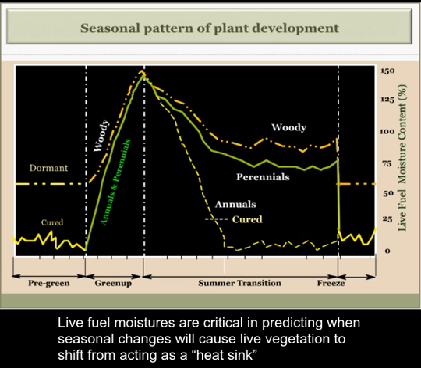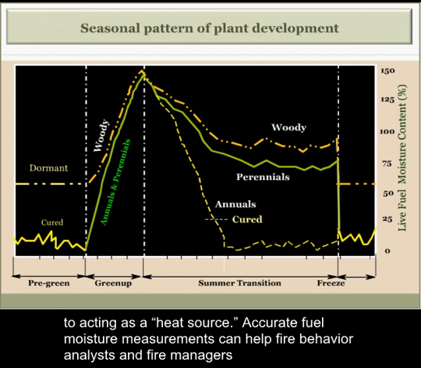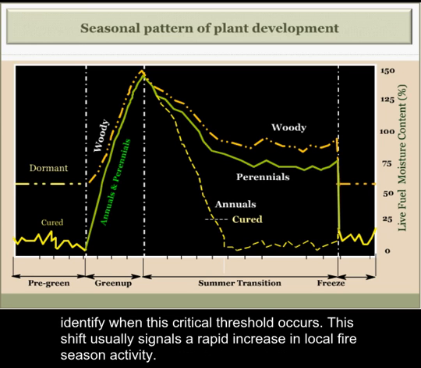Live fuel moistures are critical in predicting when seasonal changes will cause live vegetation to shift from acting as a heat sink to acting as a heat source. Accurate fuel moisture measurements can help fire behavior analysts and fire managers identify when this critical threshold occurs. This shift usually signals a rapid increase in local fire season activity.